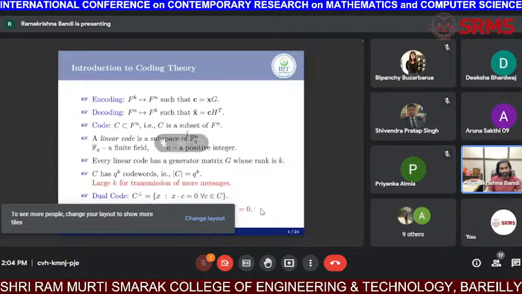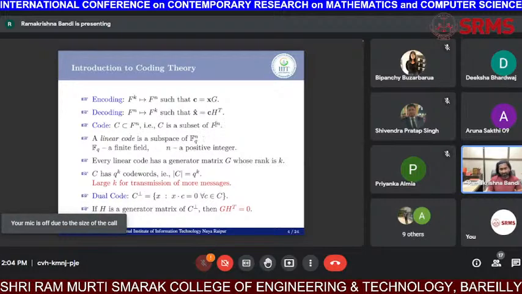So we all know that if in place of F, I take a finite field, then F to the power n is basically a vector space, and it's a finite dimensional vector space. So when I take a subset of this F to the power n which is a subspace, then we know subspaces have a special structure. We can easily describe the complete subspace using only a finite set of elements. So rather than taking a random subset of F to the power n, we take a subset which is a subspace. So we call it a linear code.